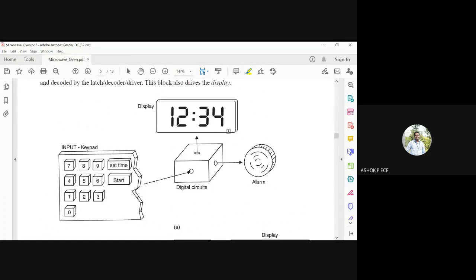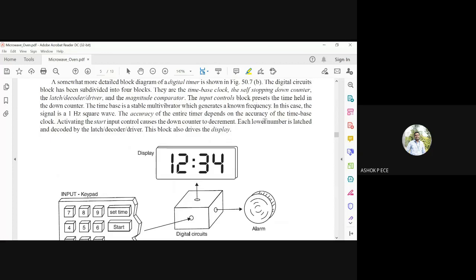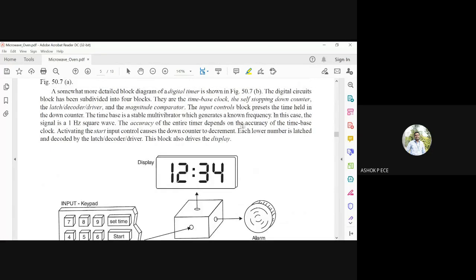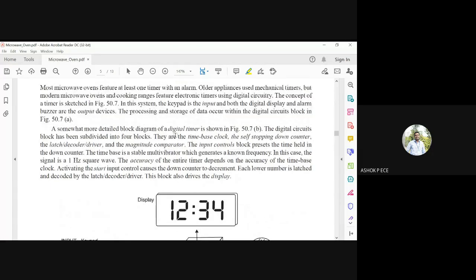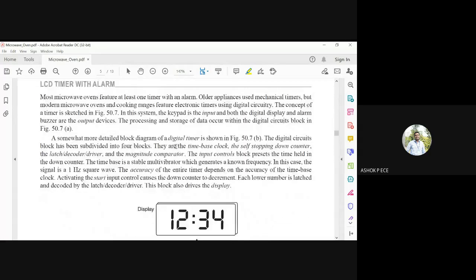And you have an alarm to indicate whether the food is completely cooked or not. And you have a digital timer inside the microcontroller, which will ensure that the timing is run properly with the 1 second gap. For a 1 second timer, we use a 1 hertz square wave. The inverse of frequency is time, so if you take the inverse of 1 hertz, you will have 1 second. So 1 second time is kept as a reference, and that is being used by the microcontroller.